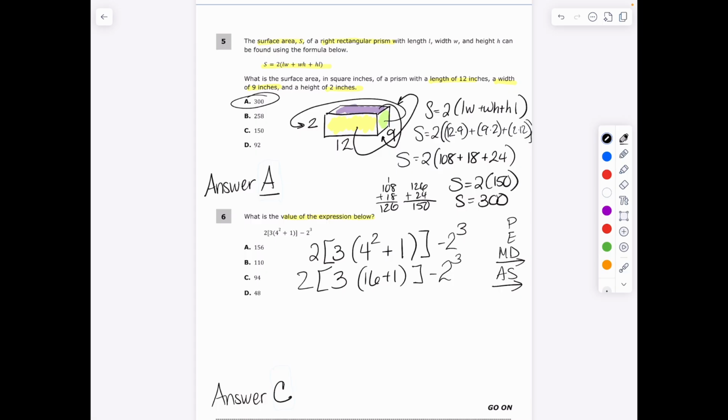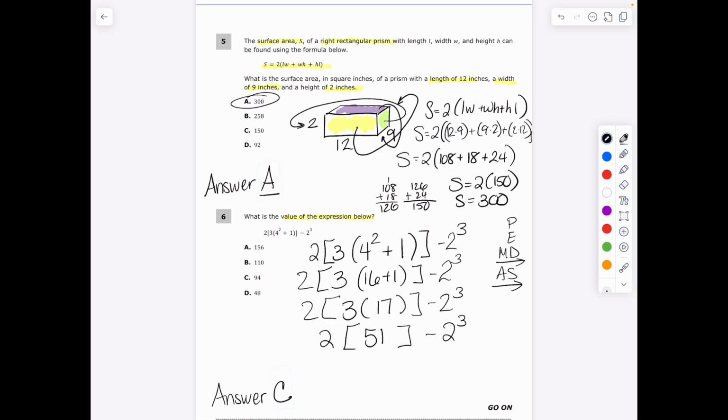All right, so let's finish off what's in the parentheses. That's 16 plus 1 is 17, so 3 times 17. Now I'm up to here. And 3 times 17 is 51. I'm not going to actually work out the multiplication for you. You can do that part. But I'm getting 51. So now I have this. 2 times 51 minus 2 to the third power.